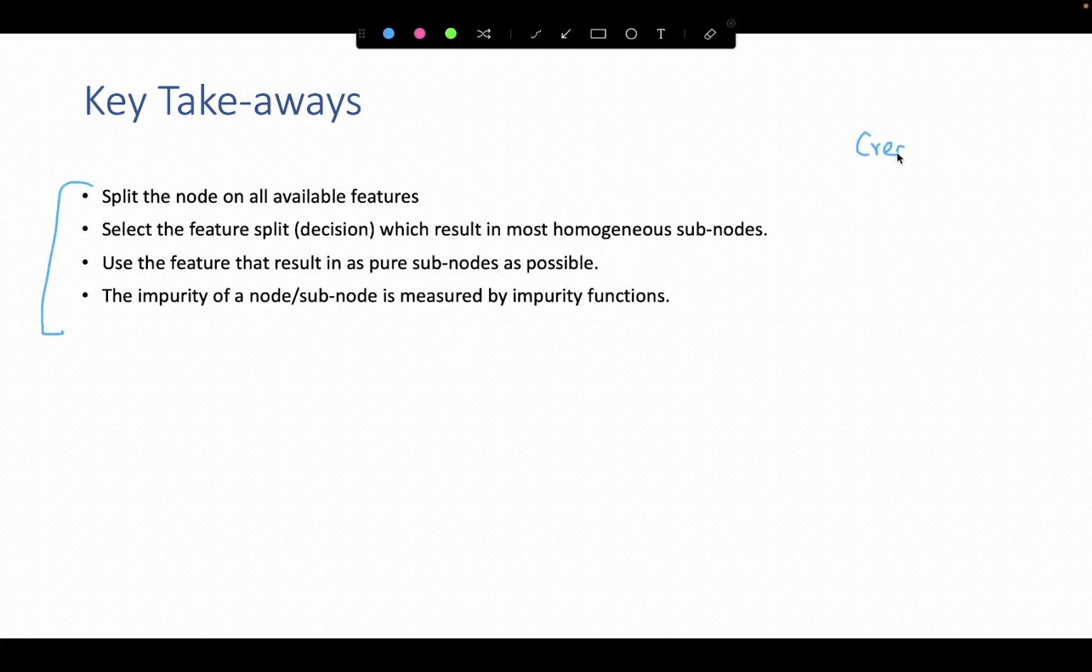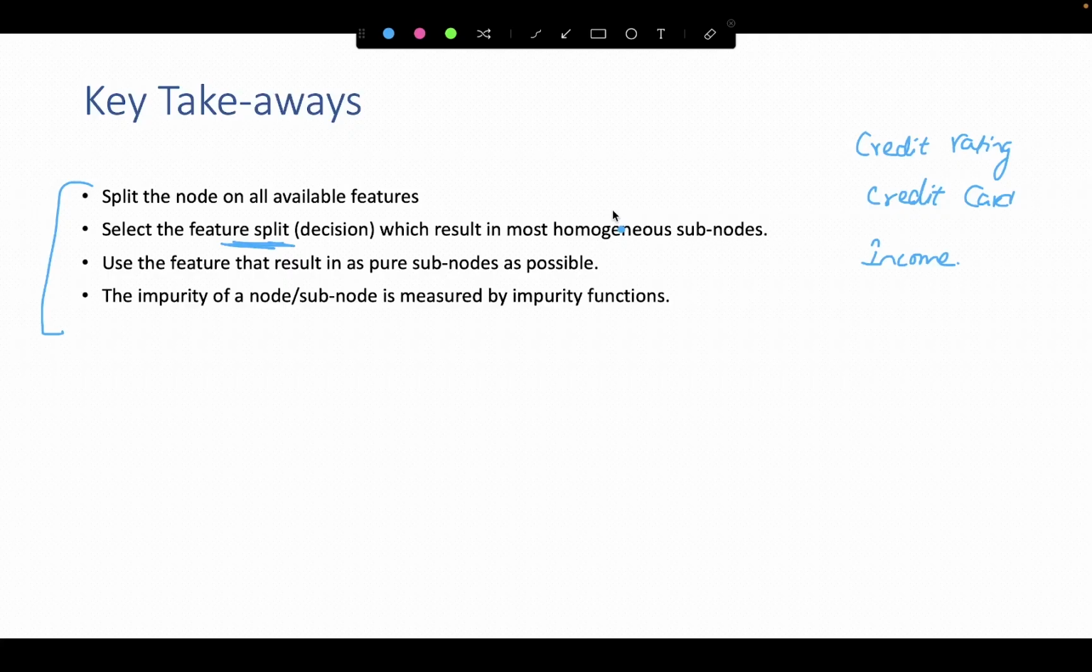These were the three different variables that we have evaluated: credit rating, credit score, credit card, and income group. We have evaluated all of these features for splitting, or partitioning, the data into subnodes or subgroups. We select the feature split or decision which results in as homogeneous subnodes as possible. So ultimately we are going to choose one such feature split which is going to produce as homogeneous subnodes as possible.